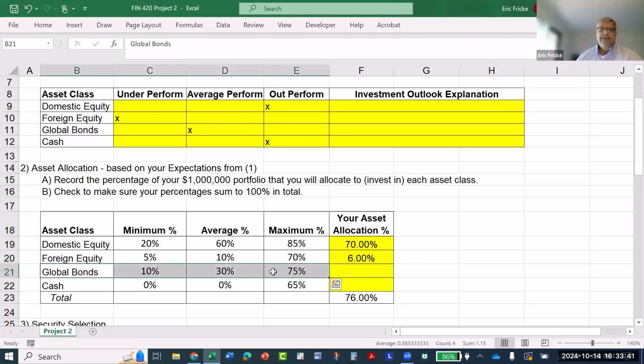Global bonds here, right? If we said it was going to be average performance for global bonds, then we should put 30% here.